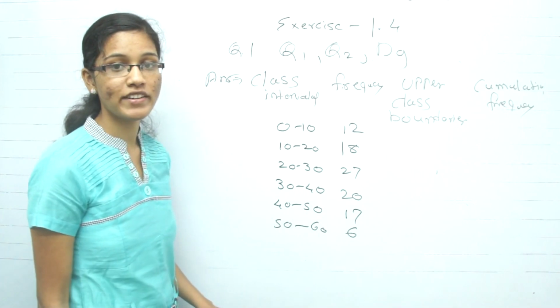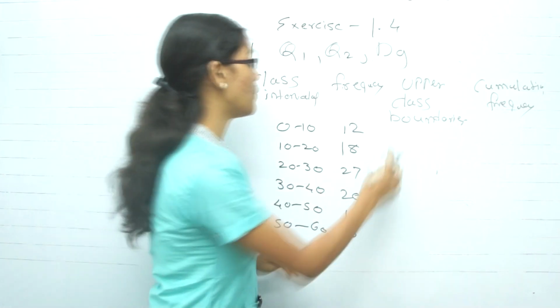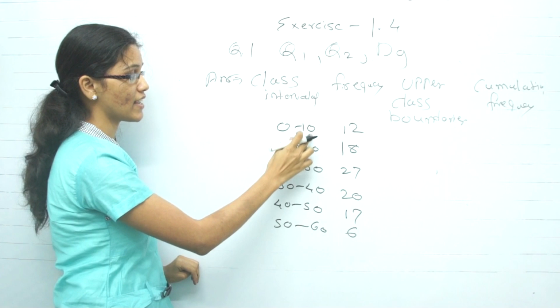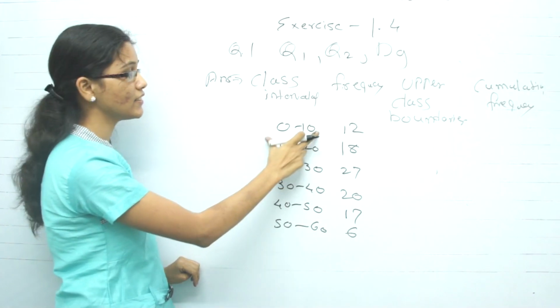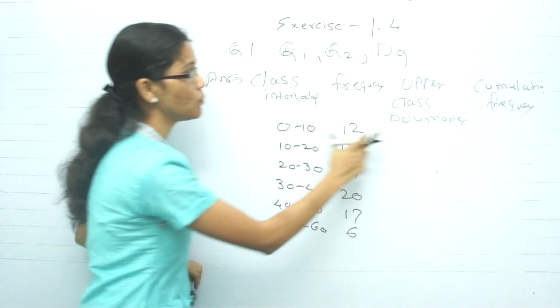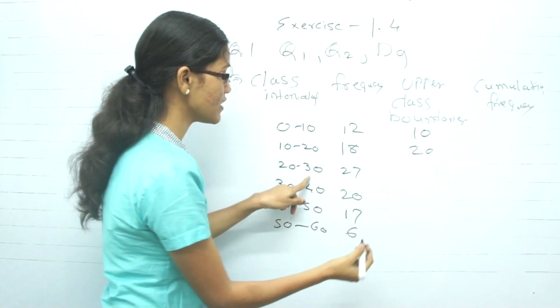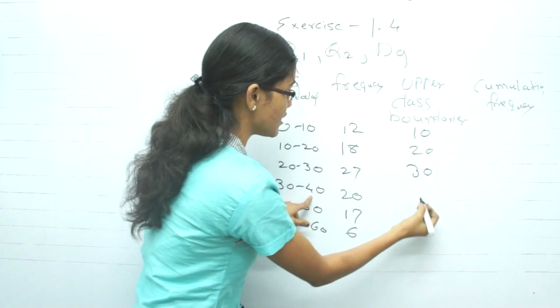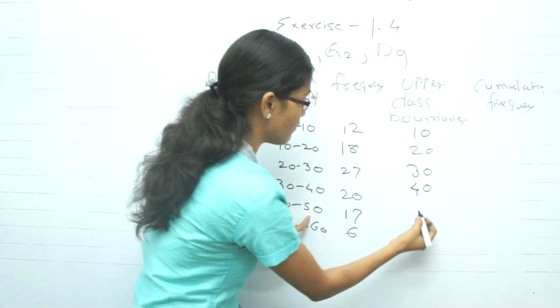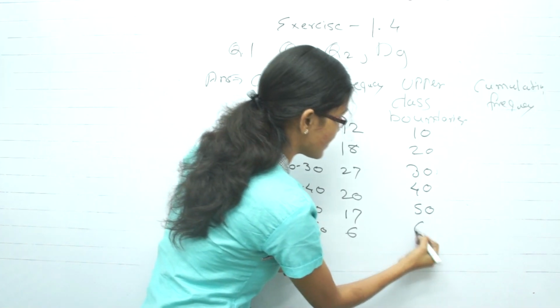Upper class boundaries means what? This is the lower class and this is the upper class. So the upper class values put here are 10, 20, 30, 40, 50, and then 60.